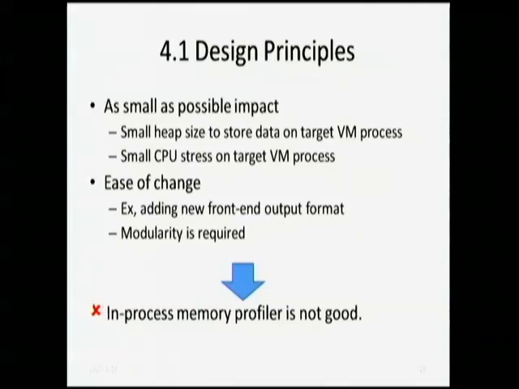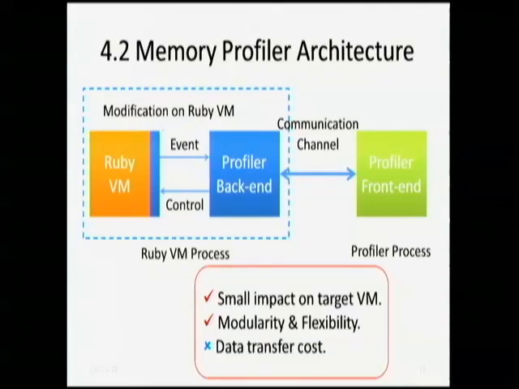And we attempt to satisfy both of these 2 design principles using the following architecture. This graph shows the architecture of our memory profiler. It is divided into 4 parts. First is the modification on the Ruby virtual machine. It opens an interface to expose some internal status of Ruby.